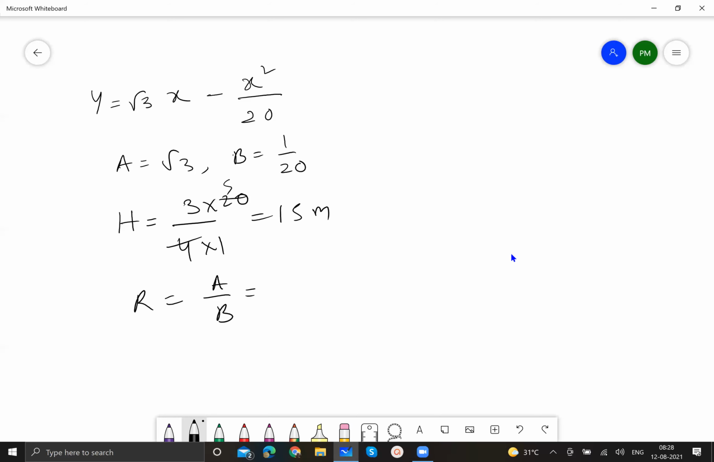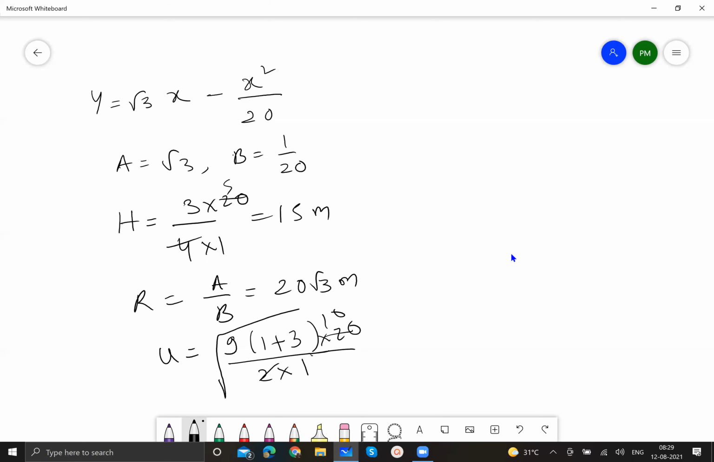Range is a by b, so it is 20 root 3 meters. Plus the velocity of projection: it is g into 1 plus a square by 2 into b, that is 1 by 20, and this whole thing is under root. Let us take g also as 10. So you'll get 20 meters per second as the velocity of projection. And t is of course 2u_y by g. u and u_x are there, or tan theta is there, so from that you can get u_y and solve it. So this is one model.